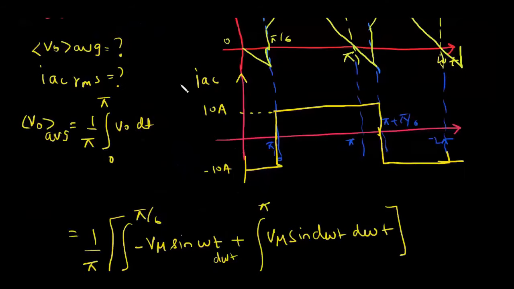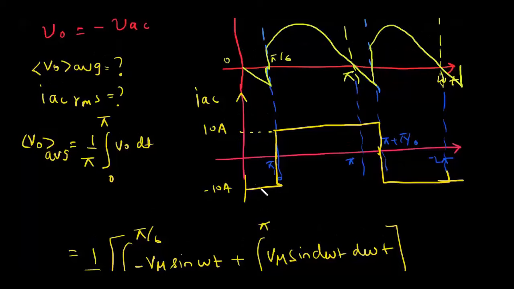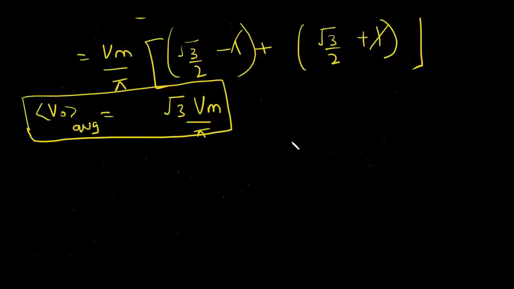Similarly, we have to find the AC RMS value. It is a square wave, so the RMS value will be equal to 10 ampere. So IAC RMS is equal to 10 ampere.